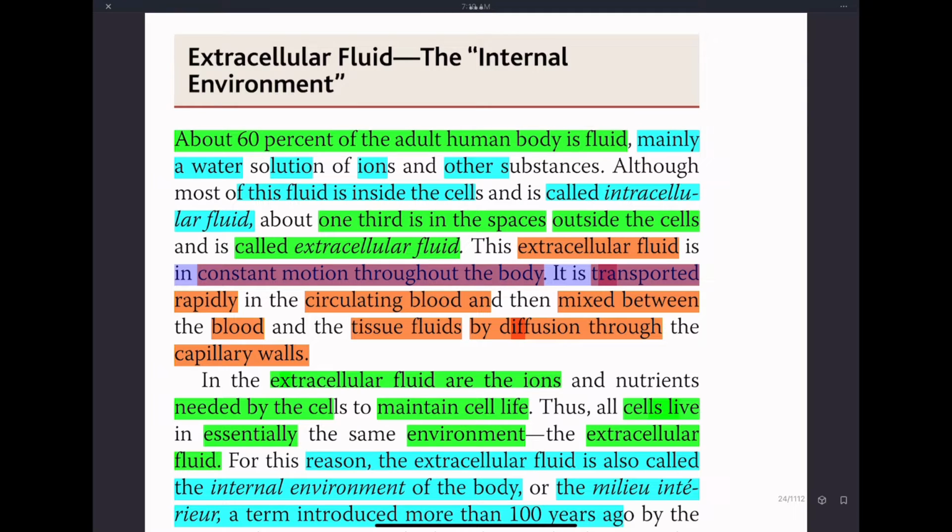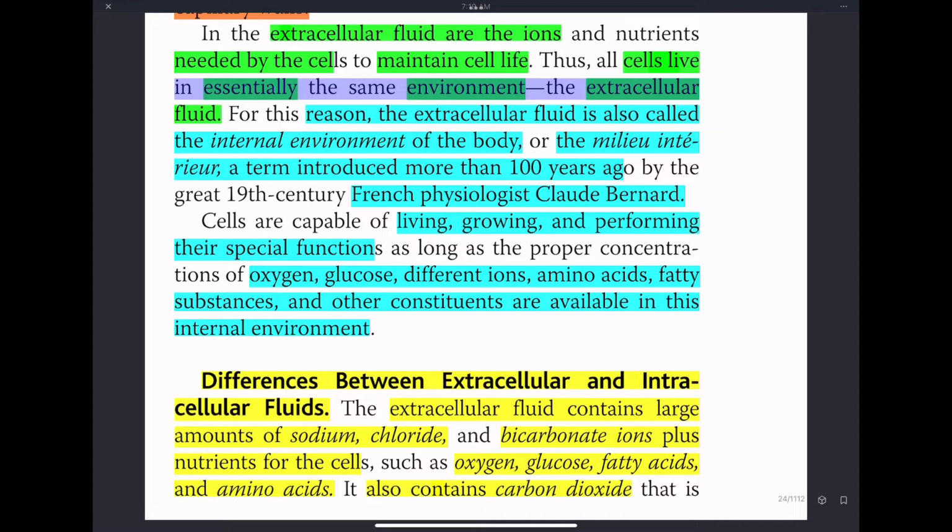This extracellular fluid is in constant motion throughout the body. It is transported rapidly in the circulating blood and then mixed between the blood and the tissue fluids by diffusion through the capillary walls. In the extracellular fluid are the ions and nutrients needed by the cells to maintain cell life. Thus, all cells live in essentially the same environment, the extracellular fluid. For this reason, the extracellular fluid is also called the internal environment of the body, or the milieu intérieur, a term introduced more than 100 years ago by the great 19th century French physiologist Claude Bernard.